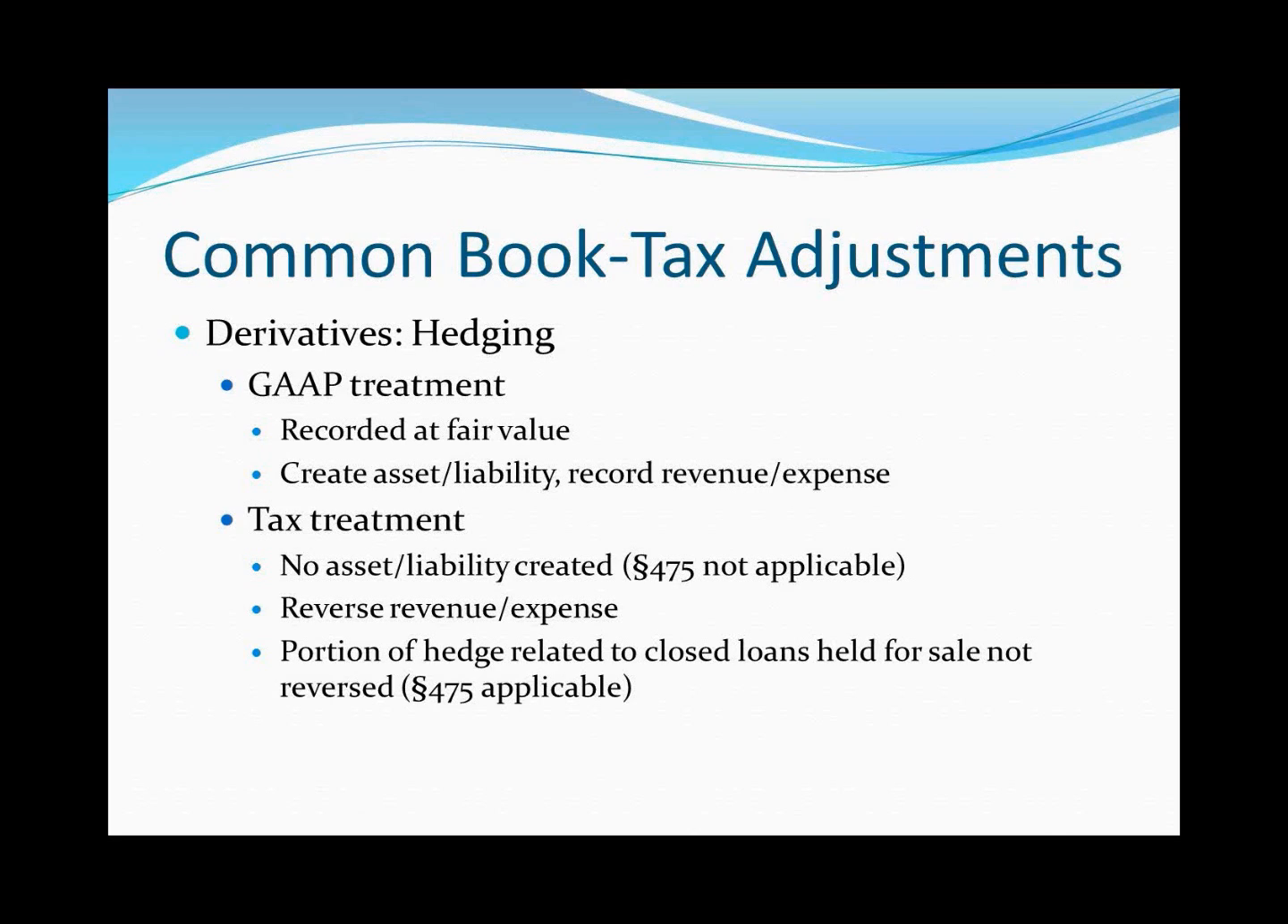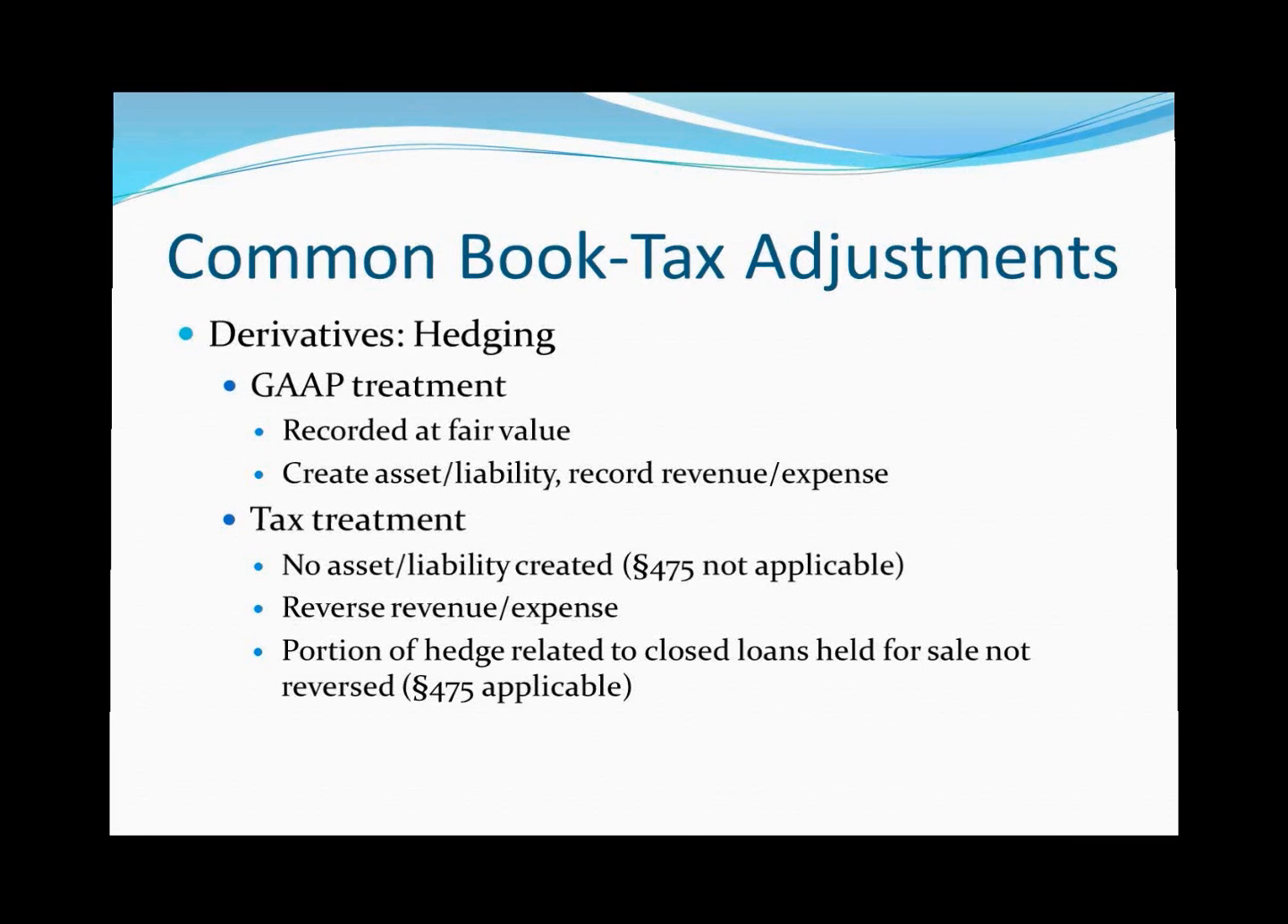If there's a portion of the hedge that's related to closed loans held for sale, that portion is not reversed because closed loans held for sale are required to be reported using the mark-to-market rules, which are very similar to the fair value concept for GAAP purposes. So there may have to be a slight bifurcation of the hedge to the extent the hedge is covering both closed loans that are uncommitted to an investor, for example, as well as interest rate lock commitments.